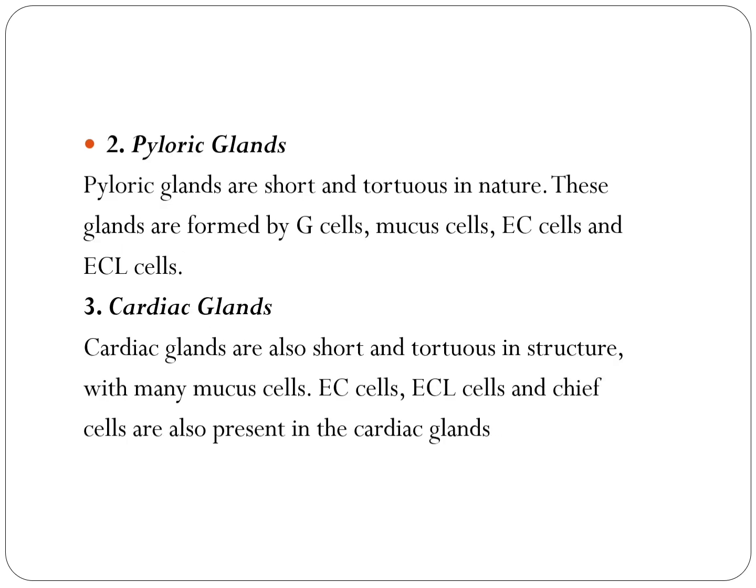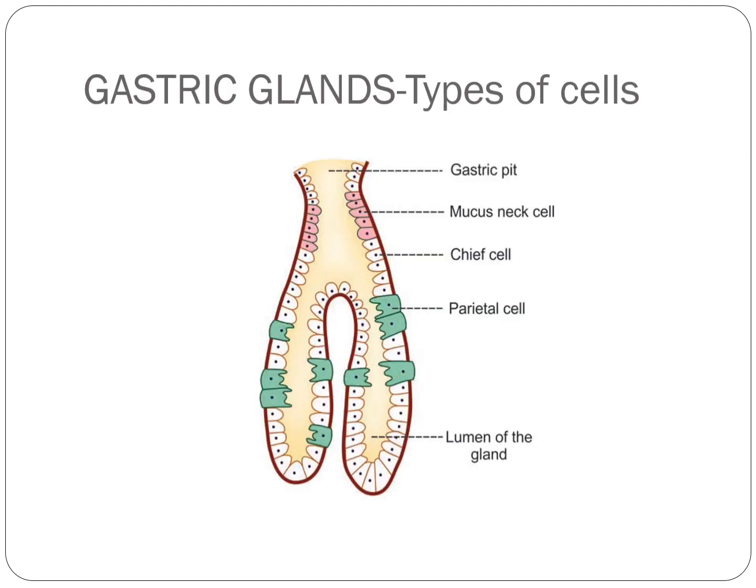Then pyloric glands. Pyloric glands are short and tortuous in nature. These glands are formed by G cells, mucous cells, EC cells and ECL cells. Then cardiac glands. Cardiac glands are also short and tortuous in structure, with many mucous cells, and also EC cells, ECL cells and chief cells.